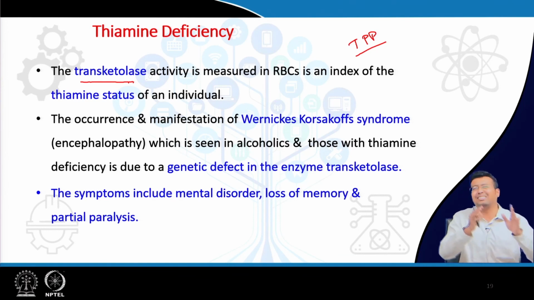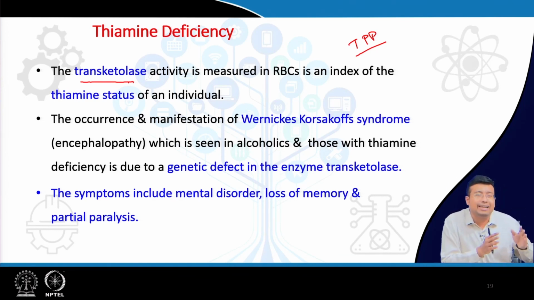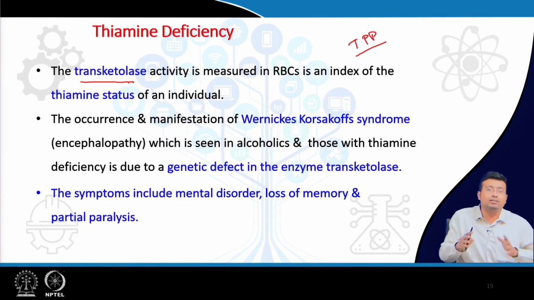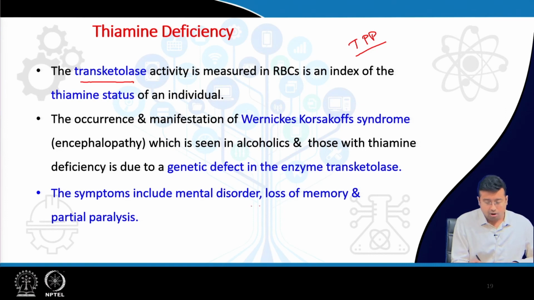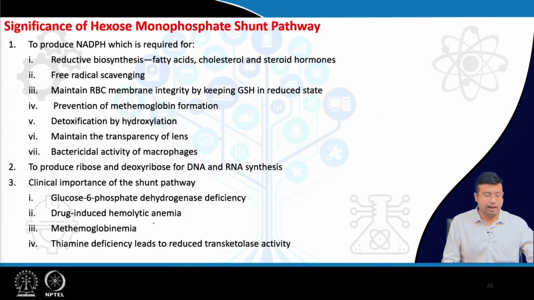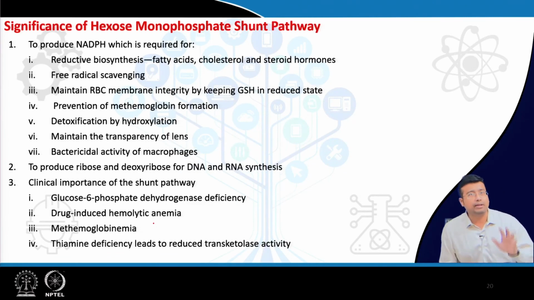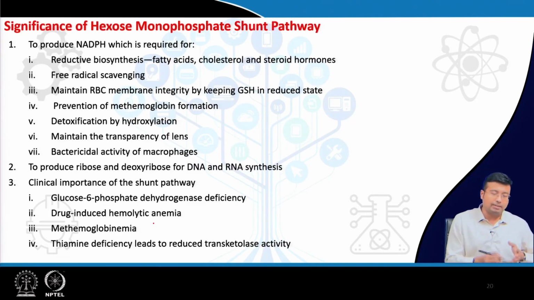In many textbooks the disease can be split: the milder phase is known as Wernicke's encephalopathy and the severe phase is known as Korsakoff's psychosis, but in many textbooks they are clubbed together. So, Wernicke's or Korsakoff's, keep in mind that this is vitamin B1 deficiency, thiamine, tested by transketolase activity. The features are loss of memory, mental disorder and partial paralysis. So, these are the significance of the HMP shunt that have been discussed.